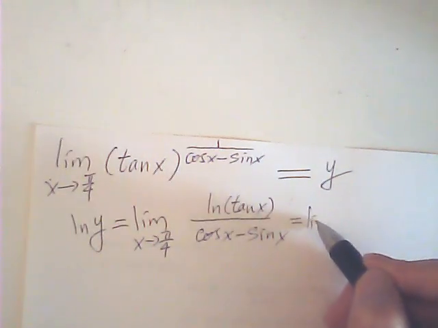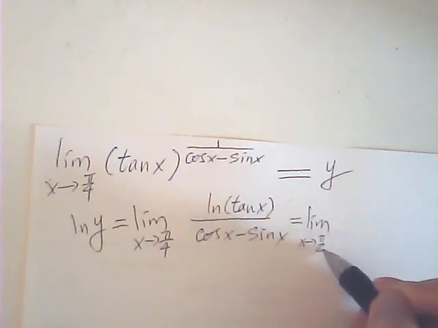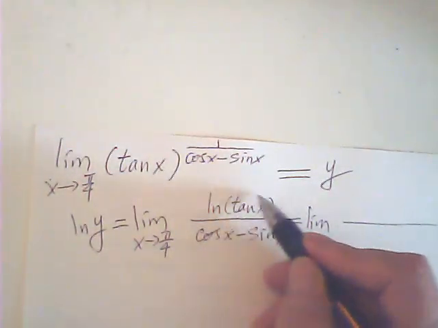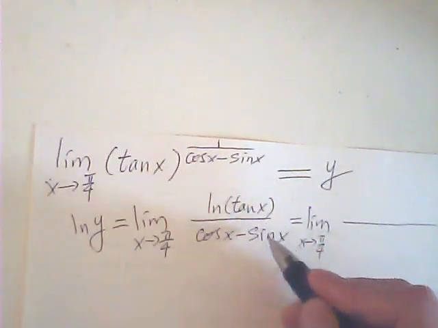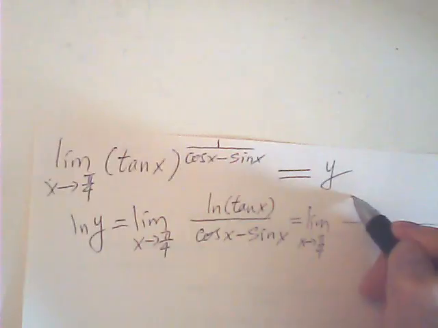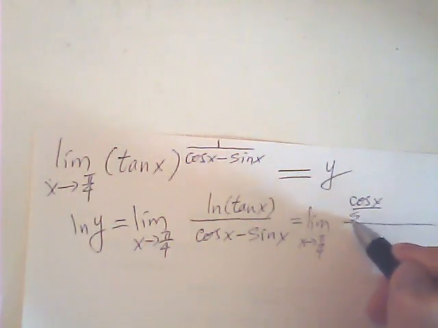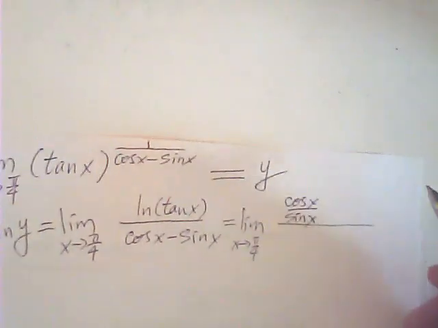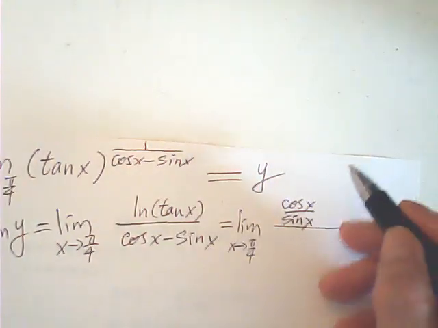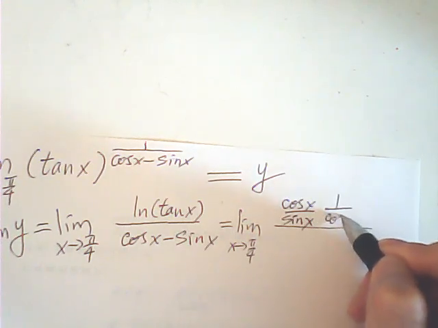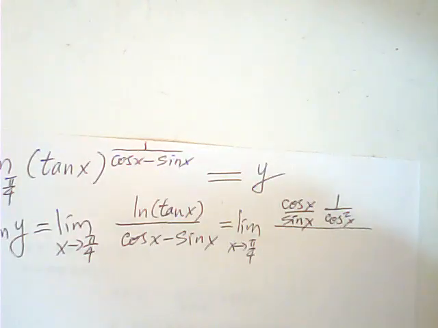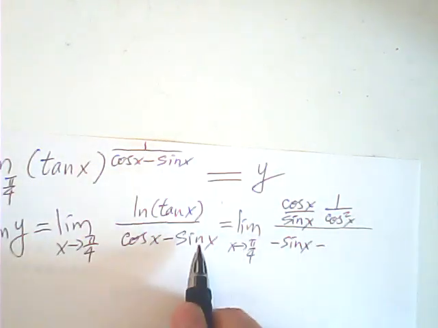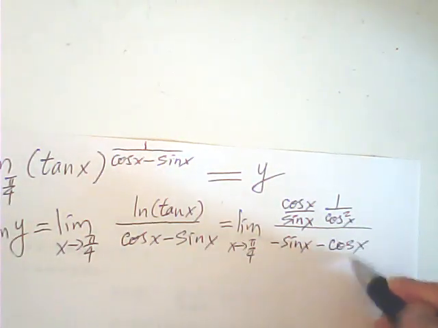So this becomes the limit as x goes to quarter pi. The derivative with respect to x of log tangent is 1 over tangent, and 1 over tangent is cosine over sine, multiplied by the derivative of tangent, that's the chain rule. The derivative of tangent is secant square. The derivative of cosine x minus sine x is negative sine x minus cosine x.